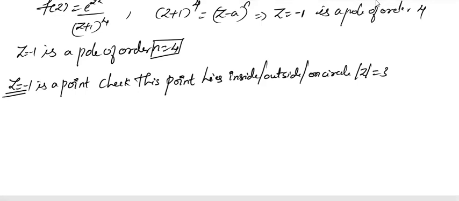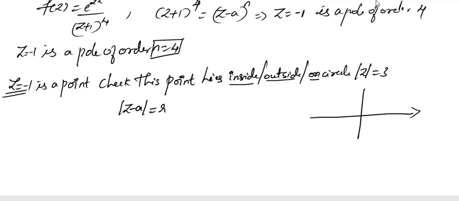This is a point. Check whether this point lies inside, outside or on the closed curve. The curve given here is mod z. So actually the standard form of a circle is mod z minus a is equal to the radius, right? Instead of the radius we have 3. So what you have to do is draw a circle and check whether the point z is equal to minus 1 lies inside. This is just to make you understand.